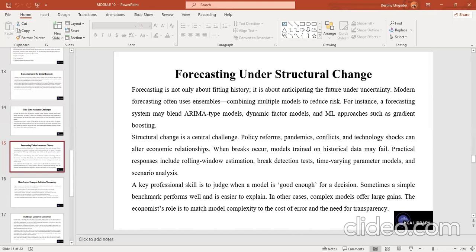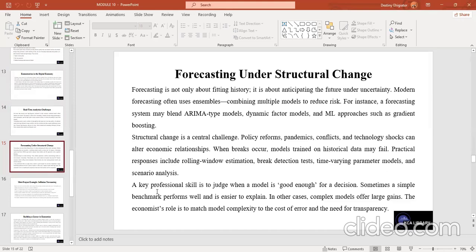challenge. Policy reforms, pandemics, and conflicts can alter economic relationships. When a break occurs, models trained on historical data may fail. Practical responses include rolling window estimation, break detection tests, time-varying parameters, and scenario analysis.